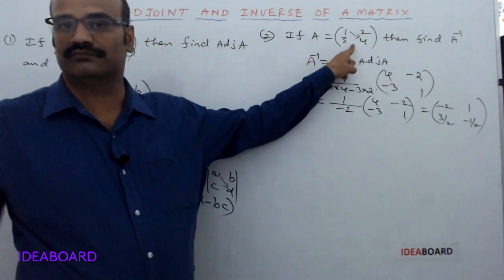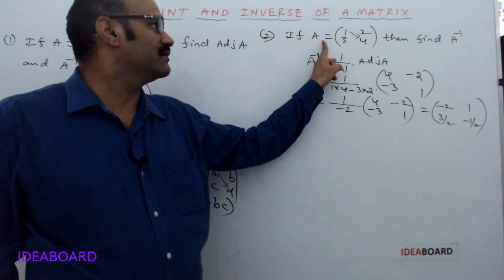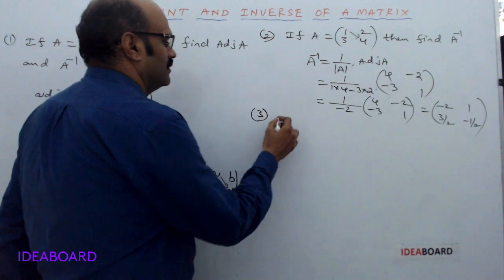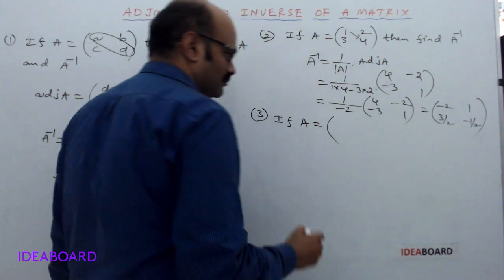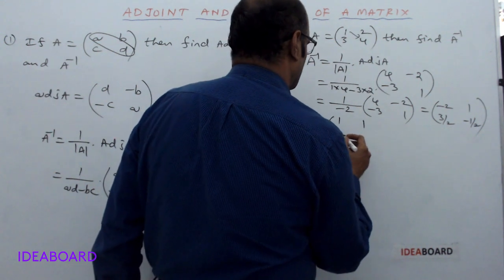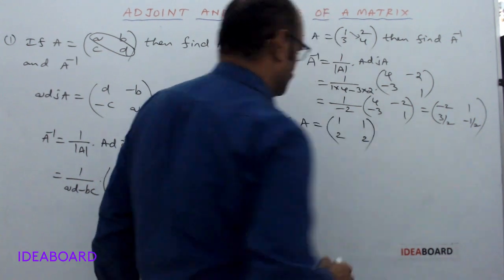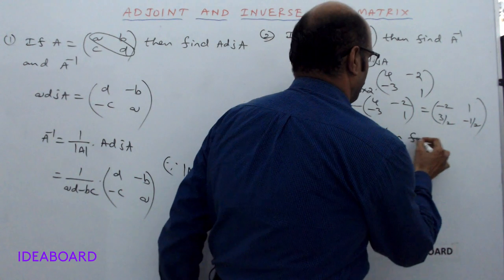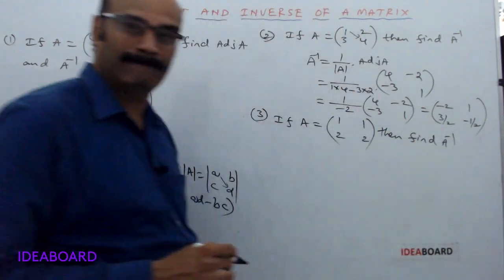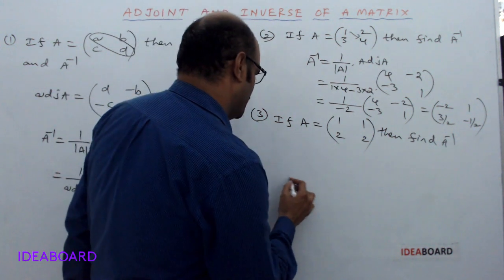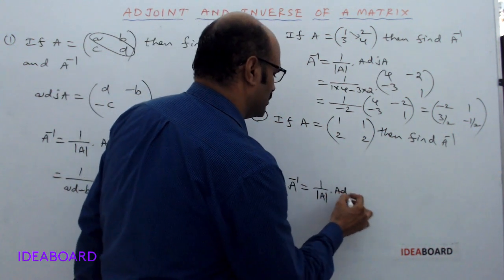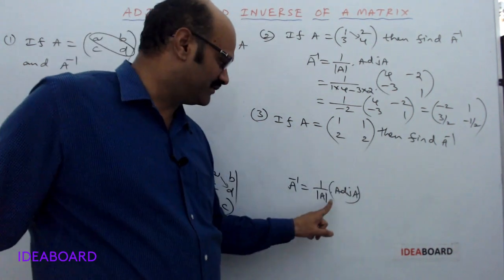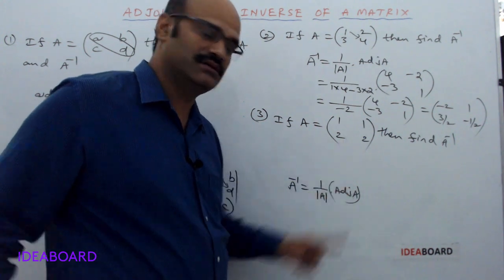Suppose if det A equal to 0, it is a singular matrix, then the inverse of the matrix does not exist. If A equal to 1, 1, 2, 2, then find A inverse. We have the formula A inverse equal to 1 by det A into adjoint of A. Now we have to find det A here. Suppose if det A equal to 0, the inverse does not exist.